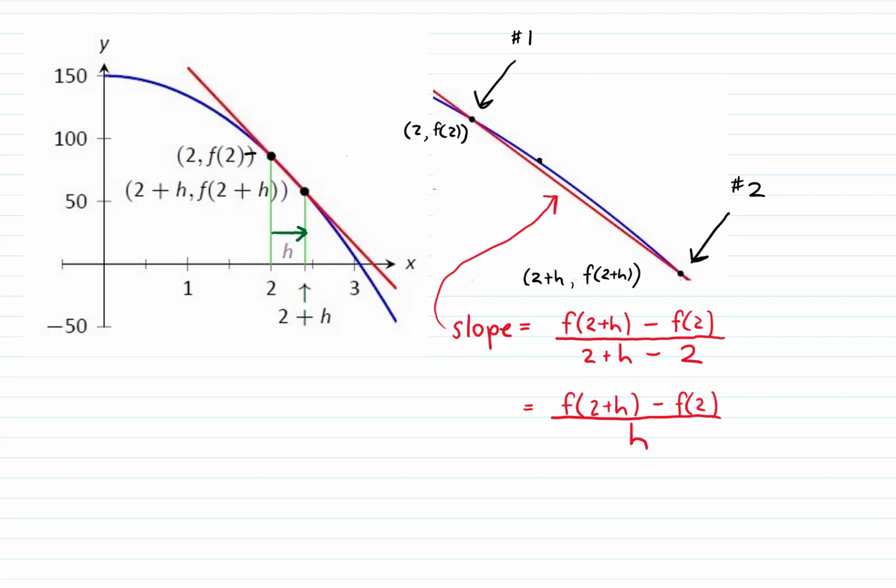When the point moves over here, as I shrink h smaller, then the line will be more like this. And eventually, what we do is we shrink h all of the way until it disappears. Okay?